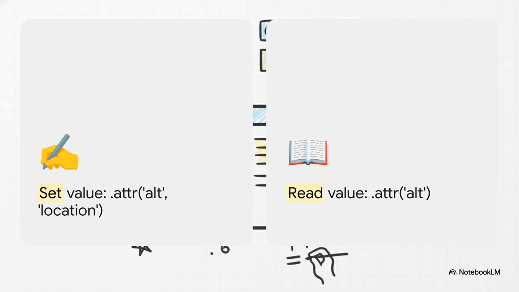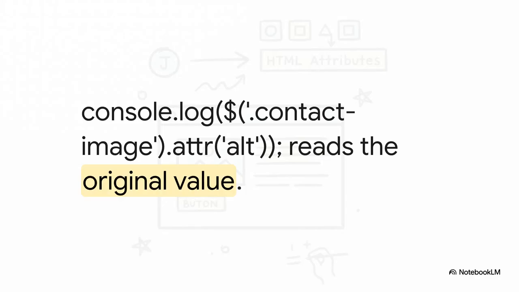Think about the set action. We pass alt and location, 2 arguments. The method says, okay, you want me to change something. But when we read, we only pass alt, 1 argument. The method goes, you didn't give me a new value, so you must just want me to tell you what the current value is. It's incredibly elegant, and it totally saves you from having to memorize a bunch of completely different command names. Let's actually see it in action.